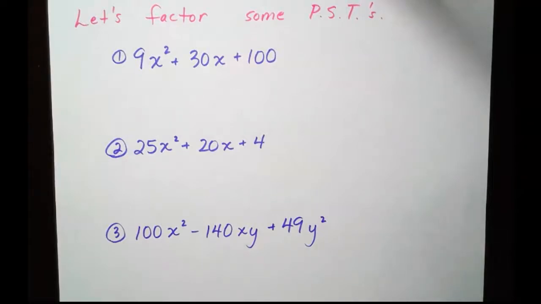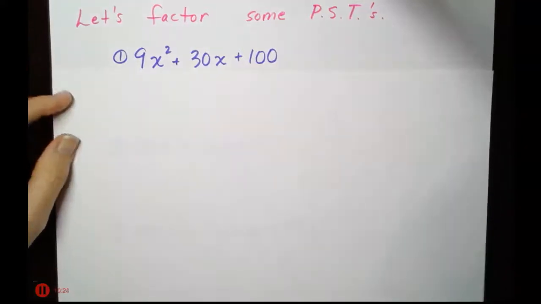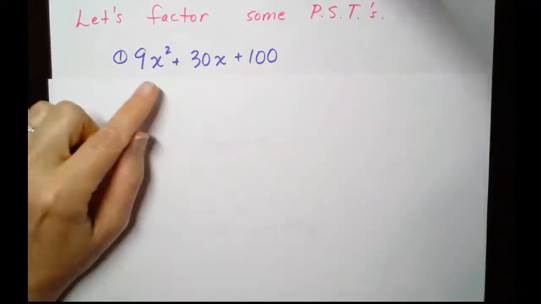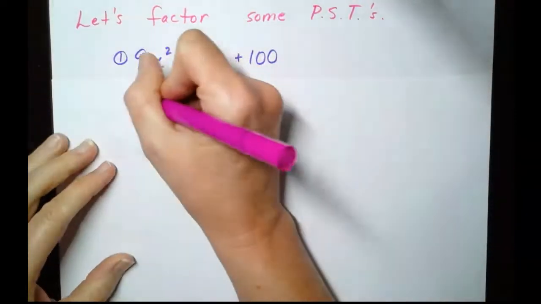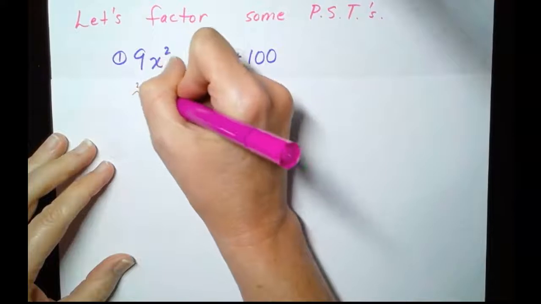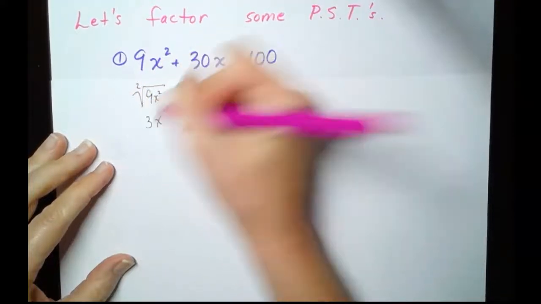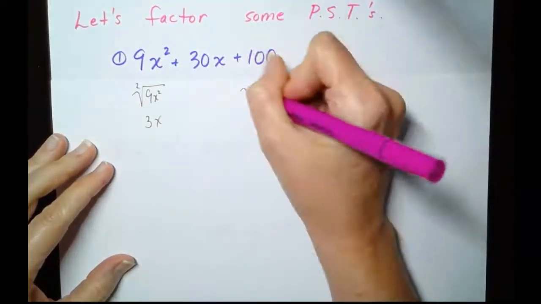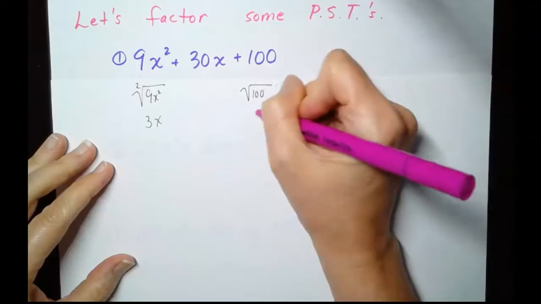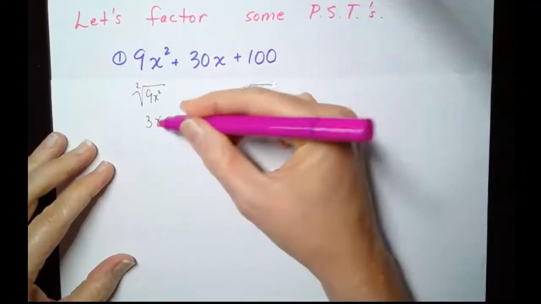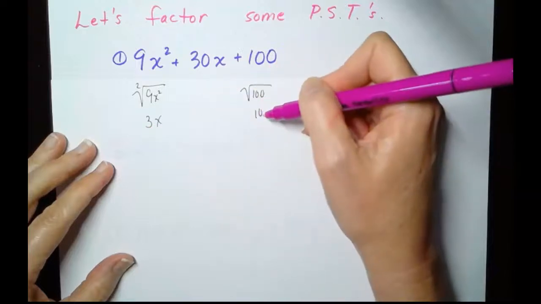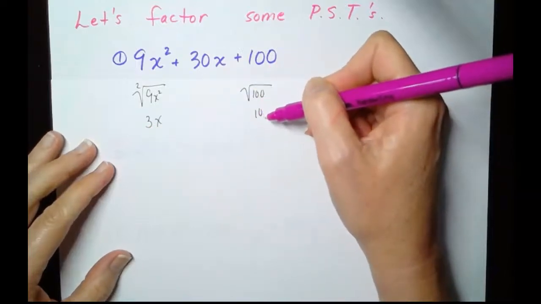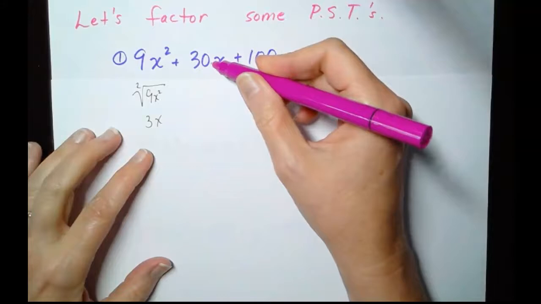So we're going to be thinking about, first of all, do we have a positive perfect square first term? Yes, 9x squared, that's the one we just had. It is a positive perfect square. So let's look at its square root. The square root of 9x squared is 3x. And then the third term, the square root of 100 is 10. So we've got 3x and we've got 10. What do we get if we multiply them together? We get 30x.